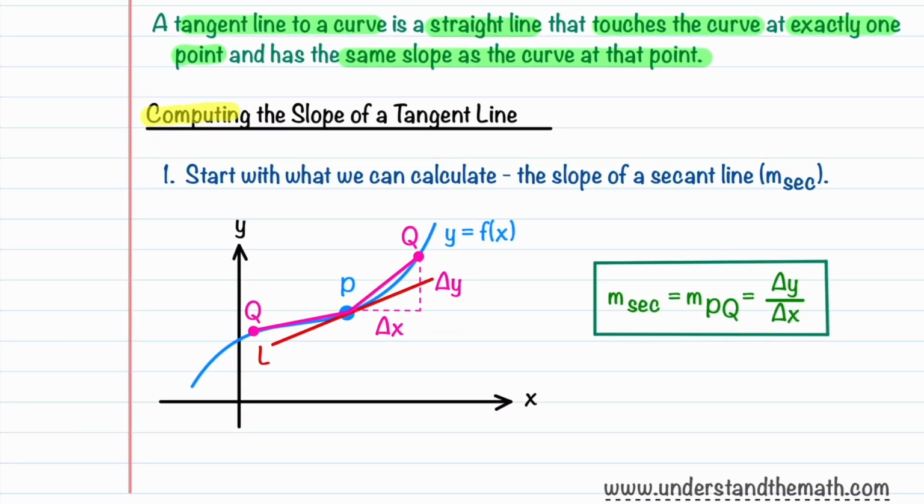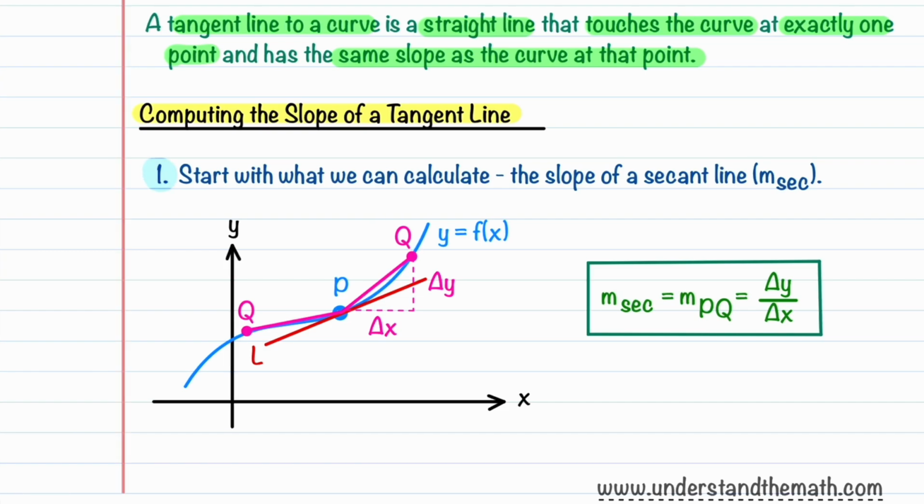Let's now talk about how we can compute the slope of a tangent line. We're going to start with what we can calculate, which is the slope of a secant line, and we abbreviate that by m sub sec. In our graph, we have a curve y is equal to f of x, and we want to find the slope of the tangent line at point P. To the right and left of point P, we have 2 points that we've labeled point Q. The lines connecting points P and Q are called secant lines. The slope of these secant lines is abbreviated as m sub PQ, and it's just equal to the change in y, which is right here, divided by the change in x, which is right here.